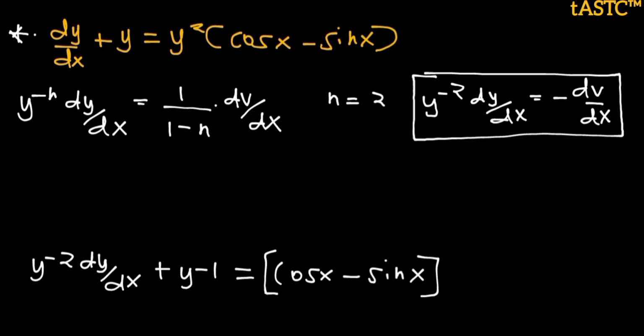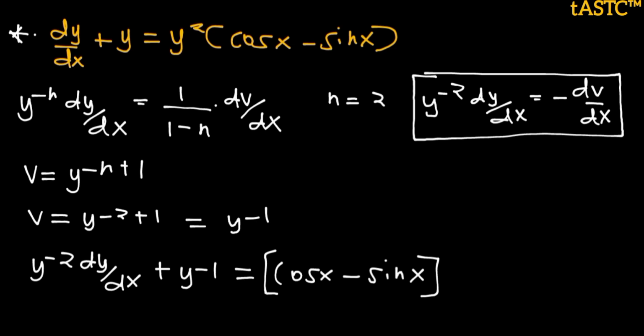And the next thing is what y to the negative 1 is. Now remember we said v is always y to the negative n plus 1. Of course here we have n equal to 2. So v is equal to y to the negative 2 plus 1. This should be y to the negative 1. So this stuff is actually v. Now v is equal to y to the negative 1.